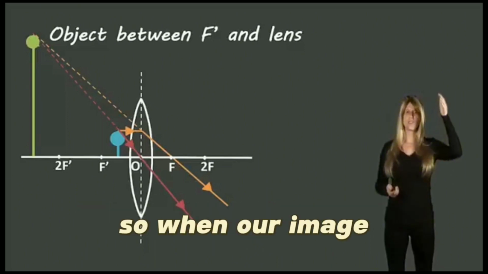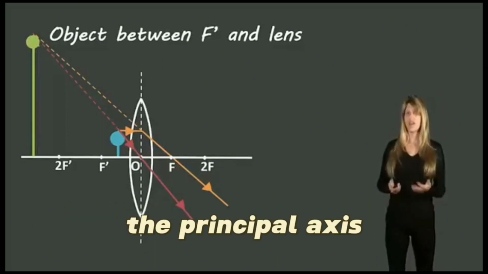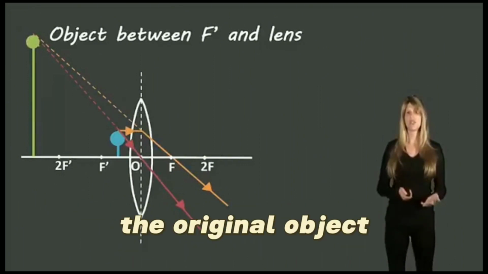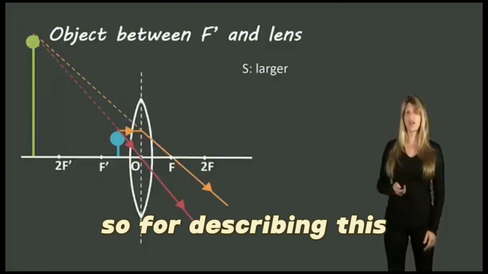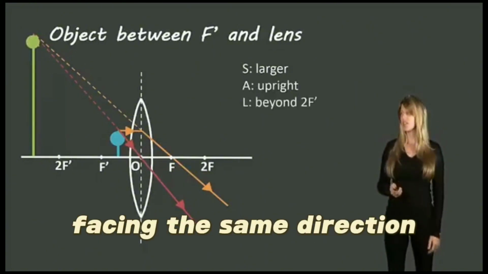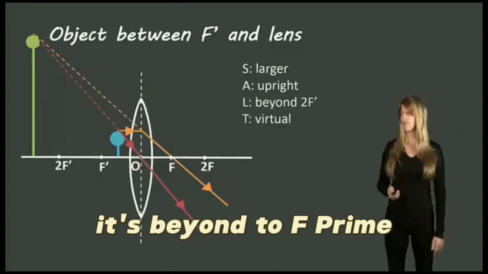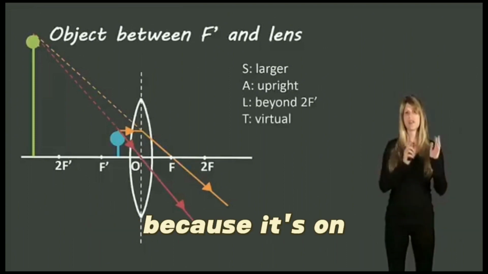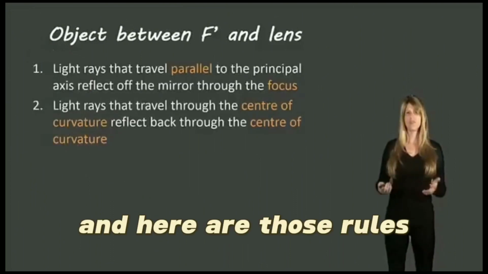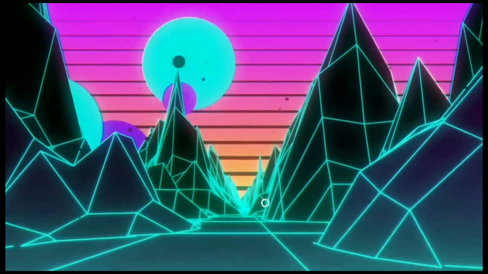So in our image, the string will go straight down to the principal axis, and we'll have an image that looks like this, on the same side of the lens as the original object. If we're describing this, it's larger, it is upright because they're both facing the same direction, it's beyond 2F prime, and its type is virtual because it's on the same side of the lens as the original object. And here are those rules if you'd like to copy them down in your notebook.